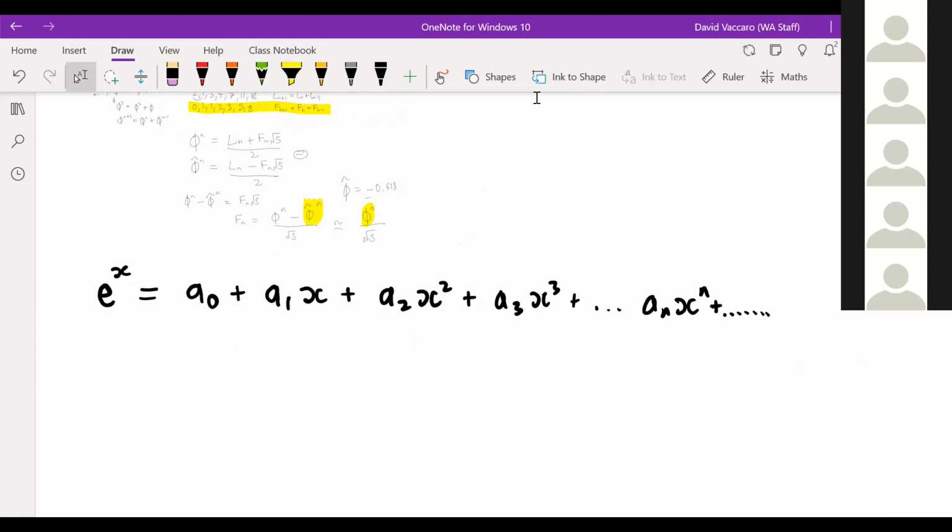Does anyone want to give me a suggestion of how I can find the value of A0? So in other words, I want to find the value of A0. So I want to get rid of all of these terms. Good. I can plug in x equals 0. So if I put x equals 0, I get e to the 0 equals A0, and all the other terms die. So A0 is equal to 1.